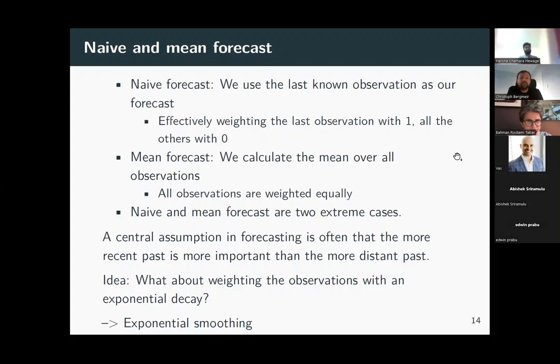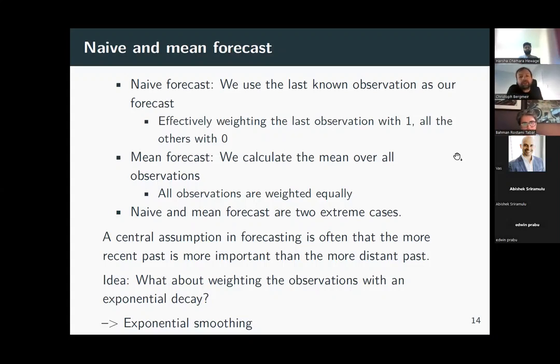So a mean forecast is kind of the opposite. You just calculate the mean over all your time series and you say, this is my forecast. And that means you weigh all the observations equally. But now if you think about it, mean and naive forecast are obviously two extreme cases, right? In one, only the last observation, in the other one, all the observations equally.